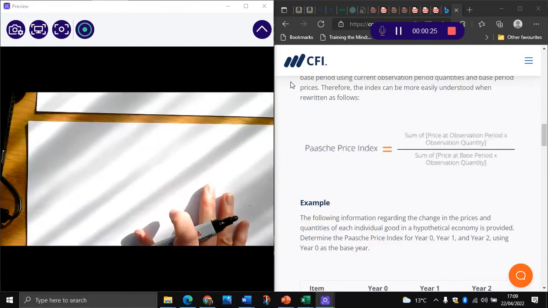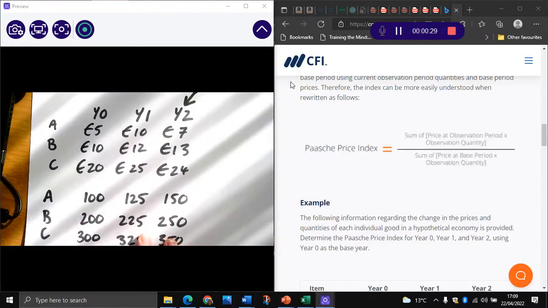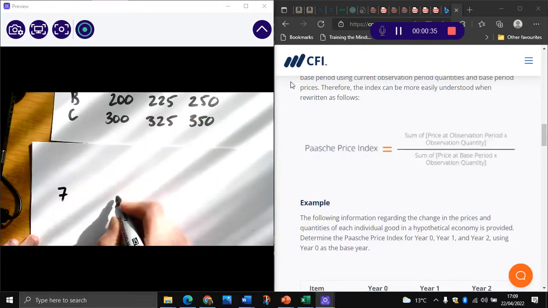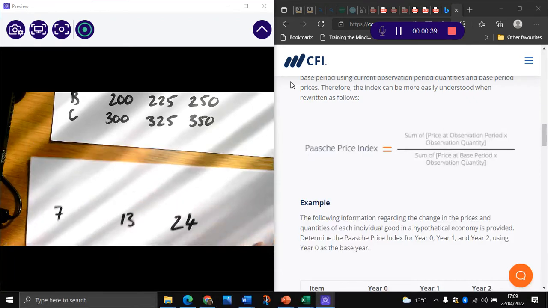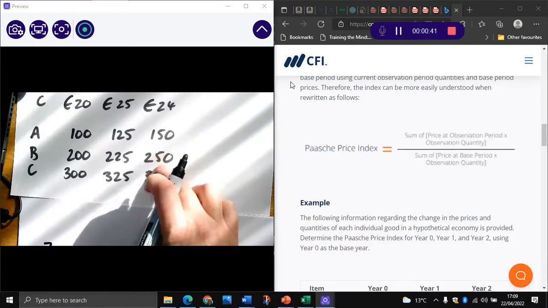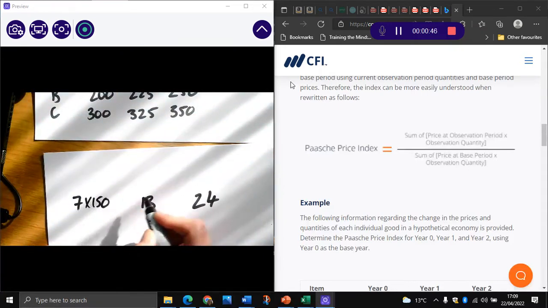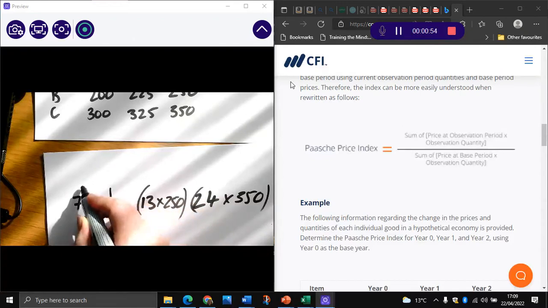Now, what we're going to look at here is the same set of figures, but this time I'm just going to show you the difference. So it's 7, 13, 24. But this time you're multiplying by the current quantities. Okay, so by 150, by 250, by 350. And this is the sum of, so you add them up.